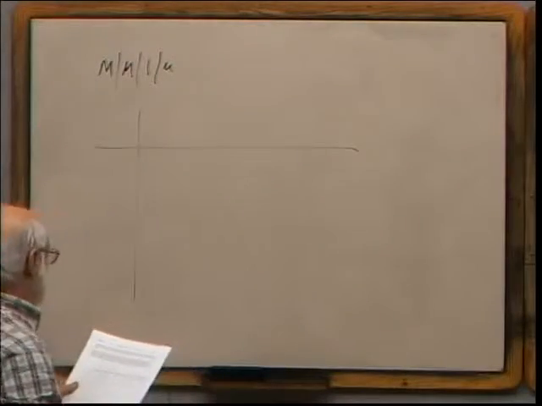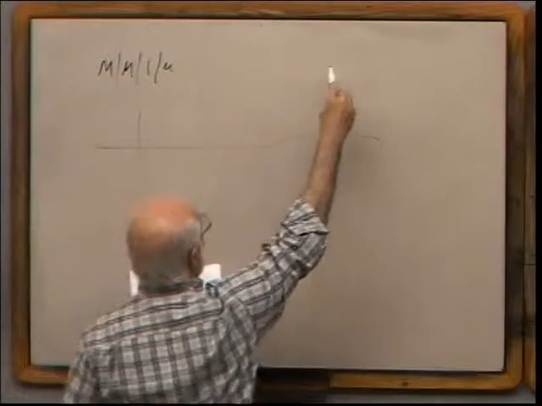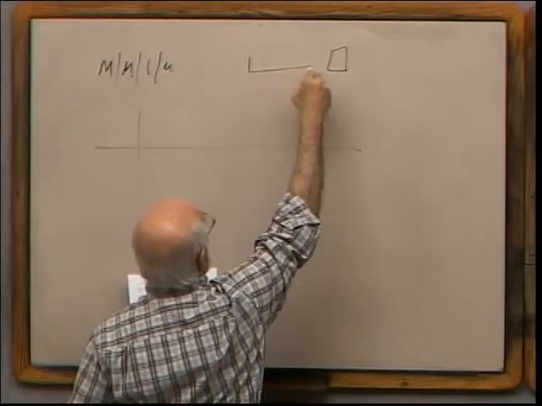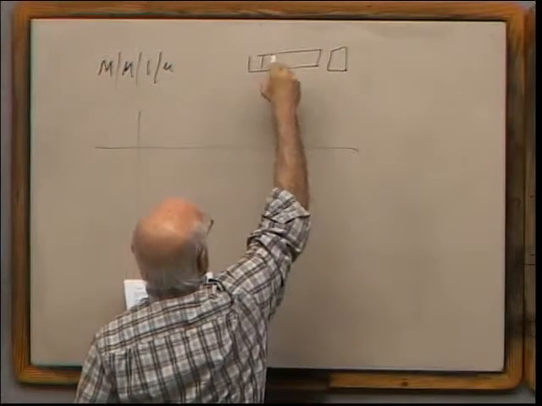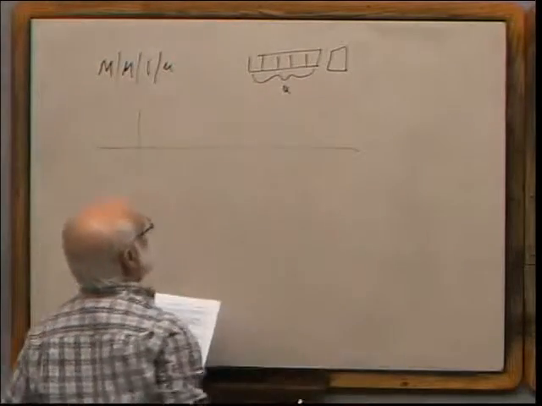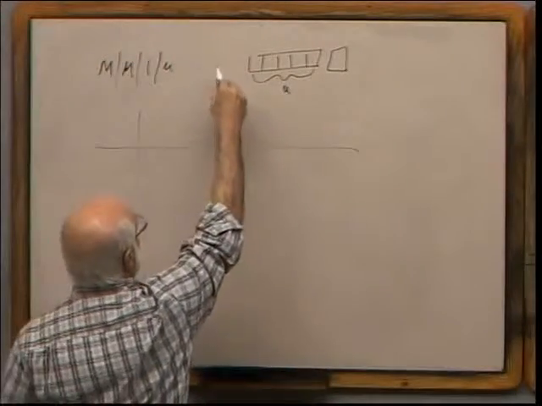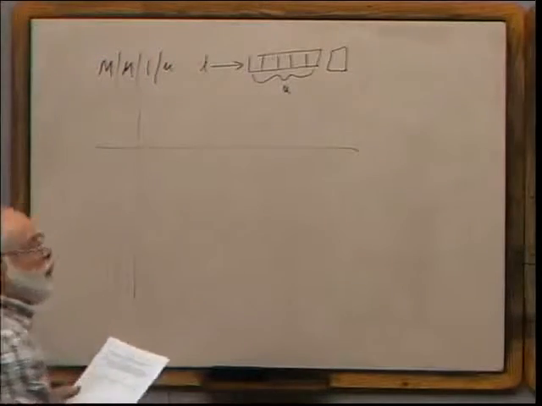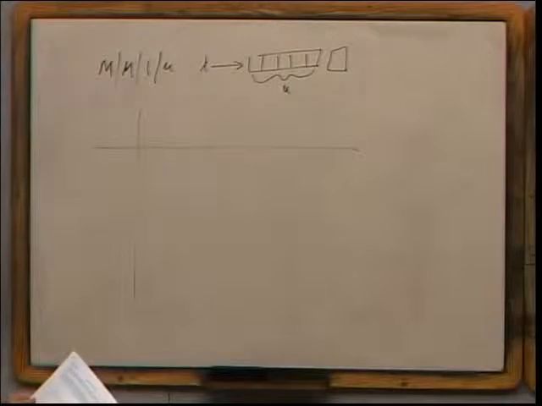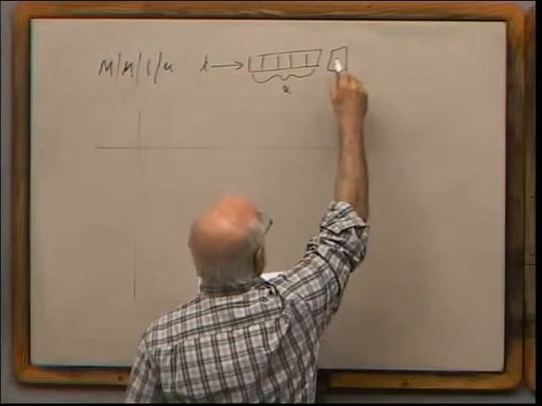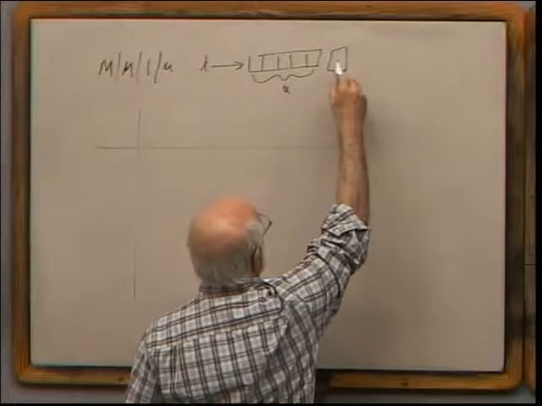MM1n. What that means is that, at least in our notation, we have a server, and then we have some waiting positions, and the number of waiting positions is n. And if a customer arrives and he finds all waiting positions occupied, then he's a lost customer, and they arrive according to a Poisson process with rate lambda, and we'll assume that we have exponential service times with rate mu.